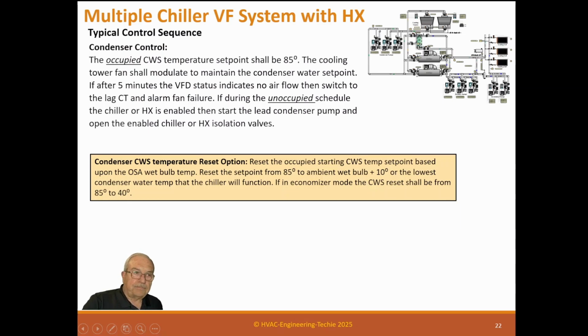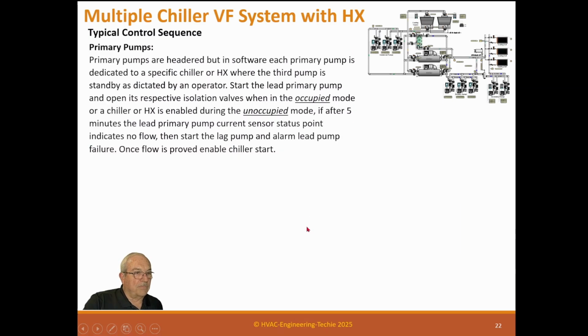If in economizer mode, chill water reset should be from 85 to 40 degrees. And you have to remember you've got about a 5 degree offset between the cooling tower and the heat exchanger, so you got to have a lower temperature from your cooling tower to get to the heat exchanger, because the heat exchanger has that approach temperature.